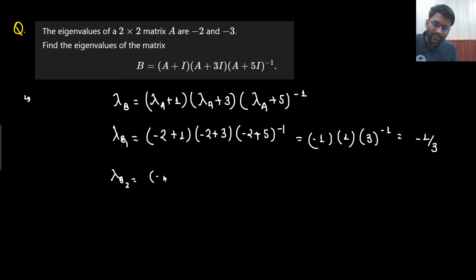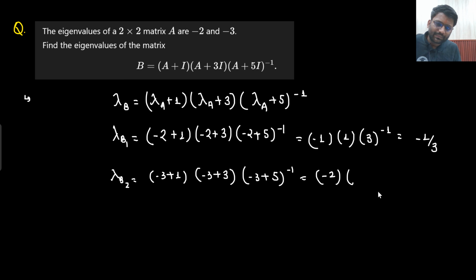And what about the second eigenvalue? You need to put -3 here. So -3 plus 1, -3 plus 3. There you go. It is 0 only, right? Why is it 0? Because this will become -2, and this will become 0, and this will become 2 inverse. Anything multiplied with 0 will be 0 only. So what are the eigenvalues you are getting? -1/3 and 0.